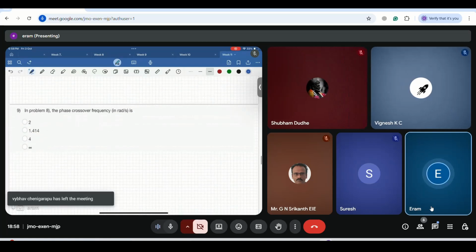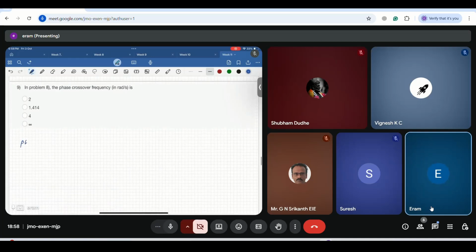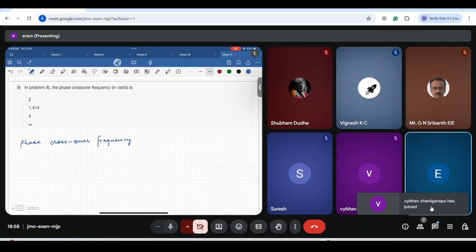Now similarly, calculate the phase crossover frequency. What is phase crossover frequency? Frequency at which your phase of G j omega H j omega equals to minus 180. Okay.